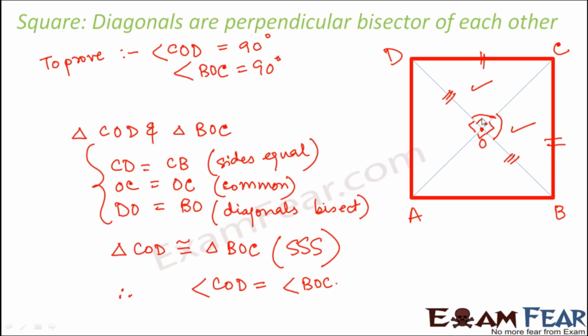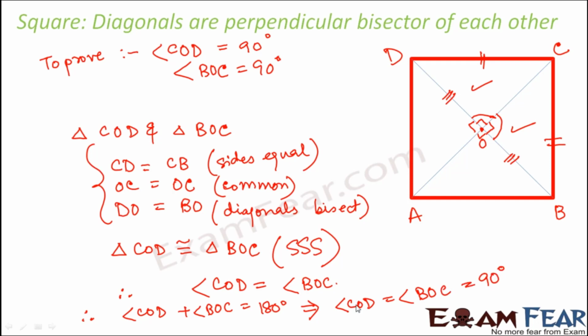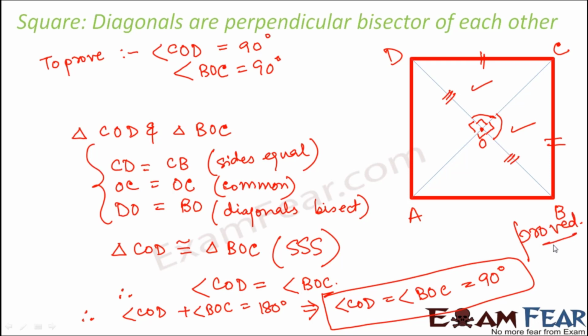But at the same time, we can see that these two angles together form a straight line. That means angle COD plus angle BOC is equal to 180 degrees. That is very clearly seen in the figure because both of them form the diagonal and the diagonal is a straight line. Therefore, angle COD will be equal to angle BOC will be equal to 180 degrees by 2, which is equal to 90 degrees, and this is what we wanted to prove. Thus, we have proved that diagonals in a square are perpendicular bisectors of each other.